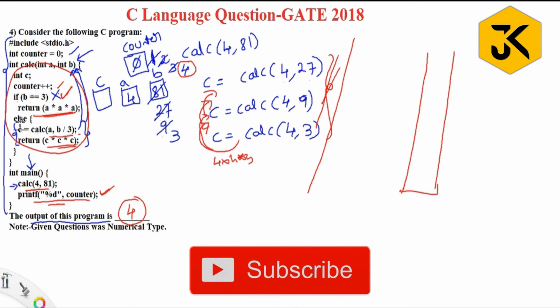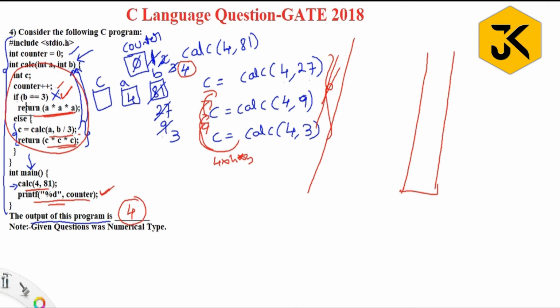Here make some number representation, something like line numbers 1, 2, 3, 4, 5 and 6. Once again I am going to declare the counter with a value 0, and a c value, some value. Okay, fine. I am going to pass calc of 4 comma 81. See here I am going to pass 4 comma 81.